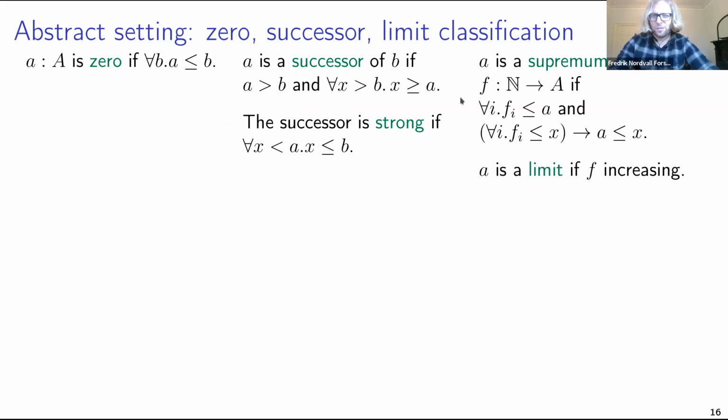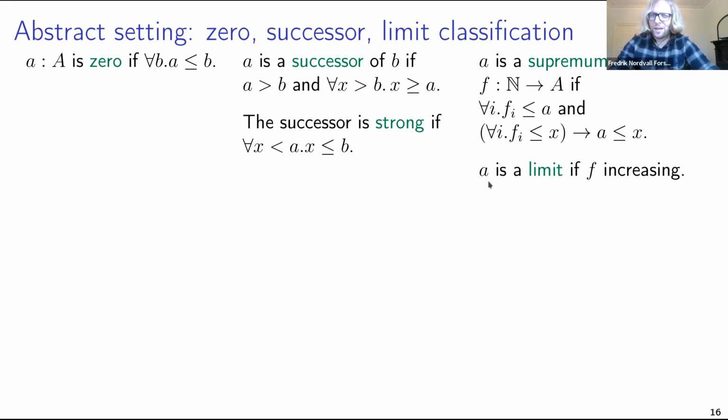And we can say that A is a supremum of a countable sequence of elements if it's the least upper bound again. Right? But this time formulated using the non-strict inequality. So it's an upper bound. It's greater or equal to all the f i's, and it's the least one. So if anything else is greater or equal to all the f i's, then A is less than or equal to X. So it's a lot like the successor case, but for a whole sequence and for the non-strict version.